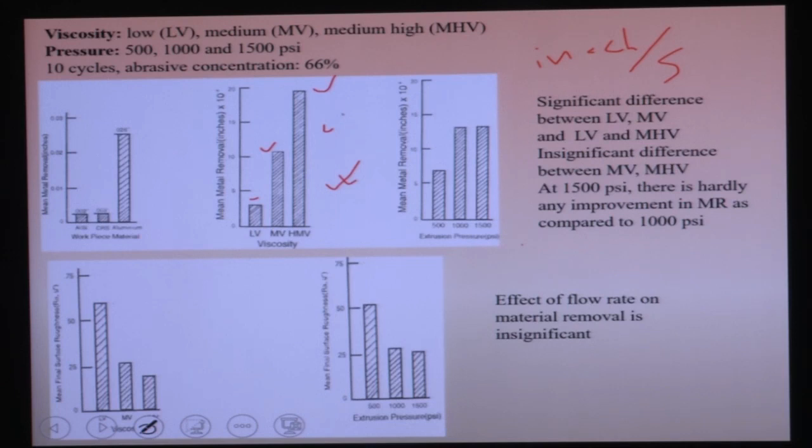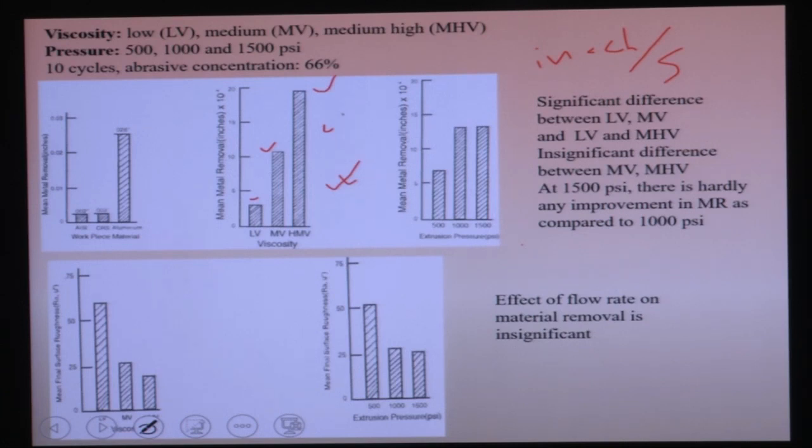So there is a significant difference between low viscous media and medium viscous media, and between low viscous media and medium-high viscous media. And there is hardly any improvement between medium viscous media and high viscous media. So all these experiments are conducted at 1500 psi pressure, and they have considered 10 cycles for these experiments, and an abrasive concentration of 66%.